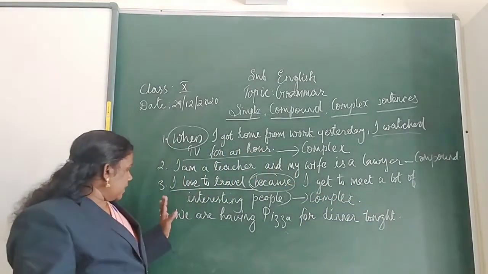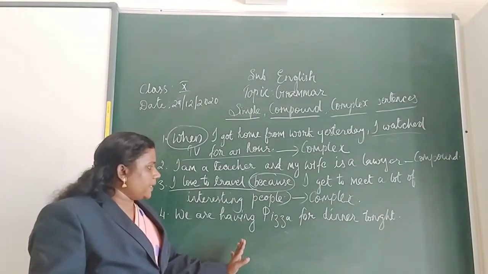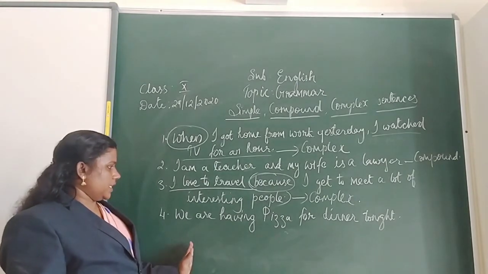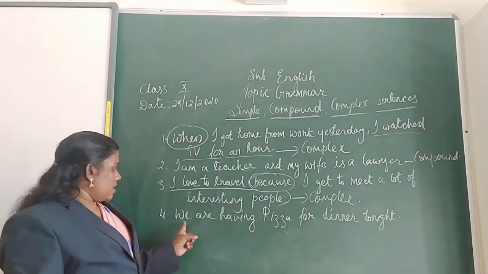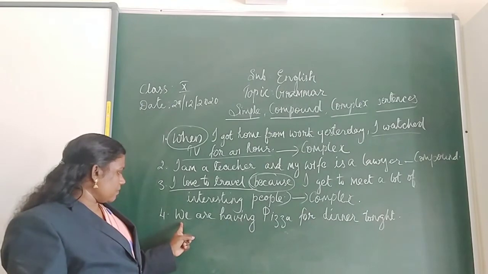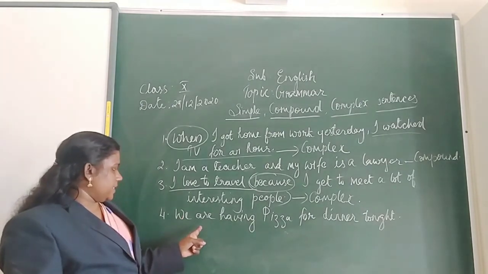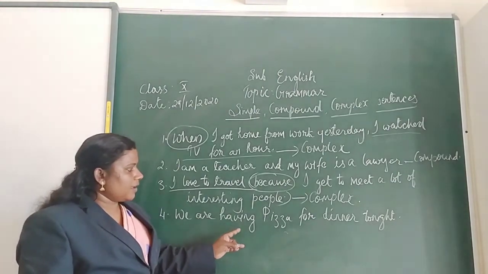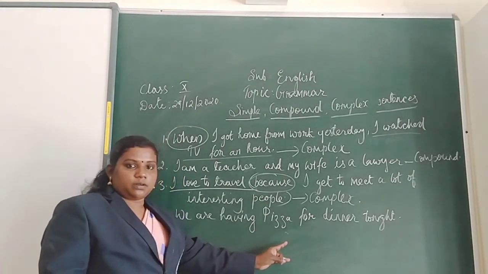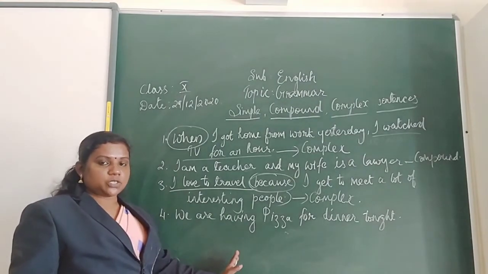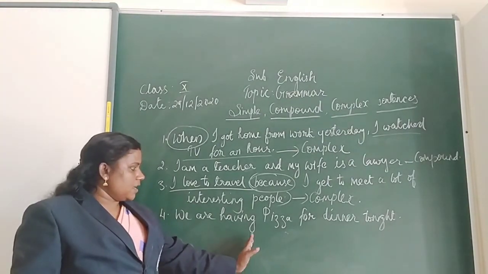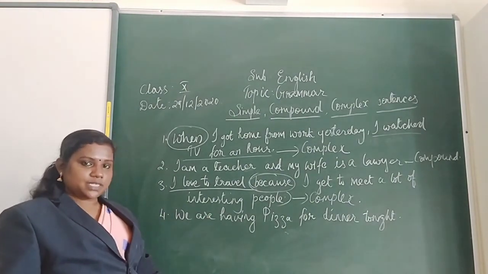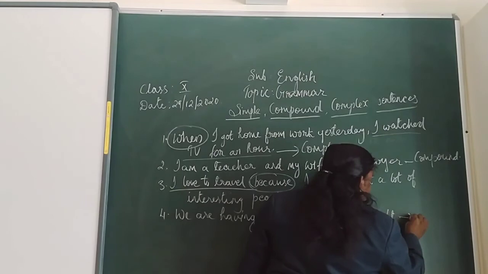Okay, yeah. Here, we are having pizza for dinner tonight. Here, one subject is there, one verb is there. No coordinate conjunctions, no subordinate conjunctions, no different ideas, only one idea is here. So this is known as a simple sentence.